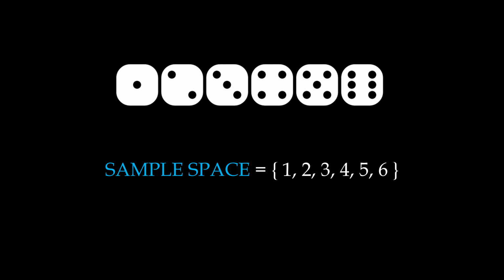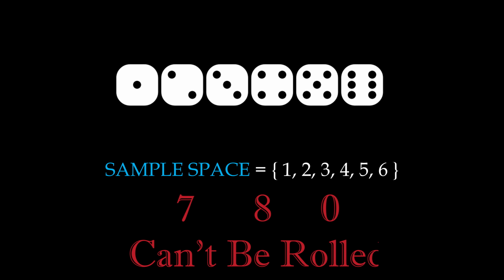If I roll a die, it could possibly land on 1, 2, 3, 4, 5, or 6. These are the only and all of the possible outcomes that can occur if I roll a die. If I create a list of all of the possible outcomes, we call it the sample space. Notice how numbers such as 7, 8, and 0 are not in the sample space, since the die can never roll to such a number.